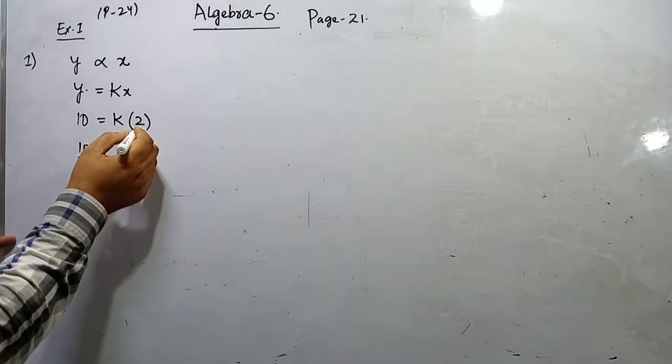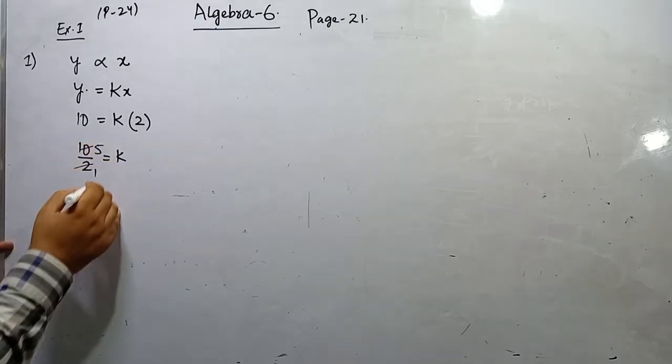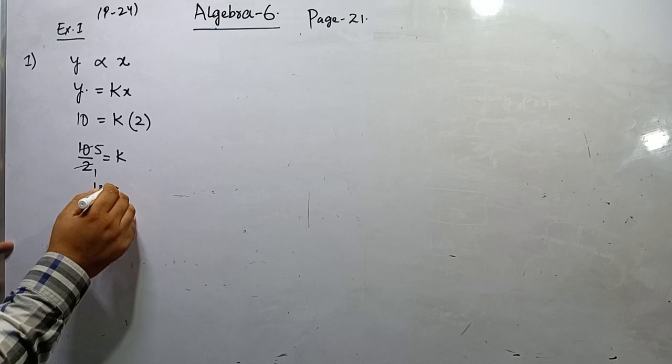I will do here the transposition. 2 ones are 2, 2 5s are 10. So I will get k is equal to 5.